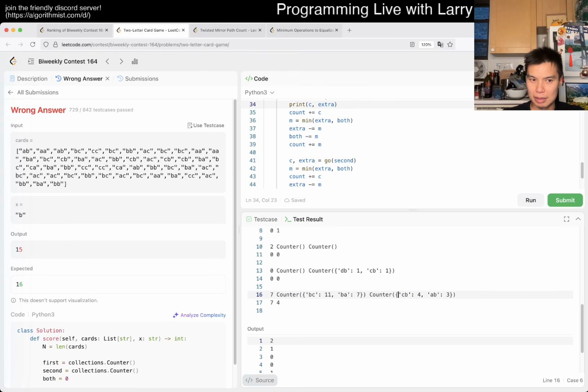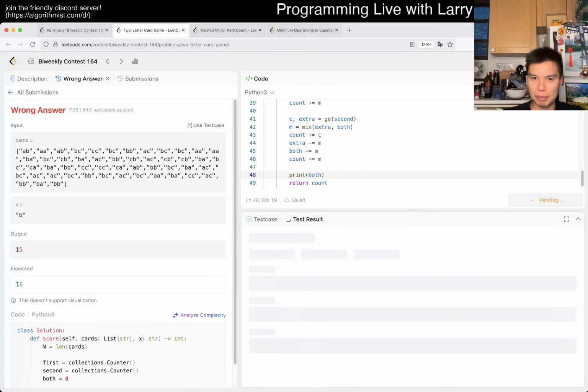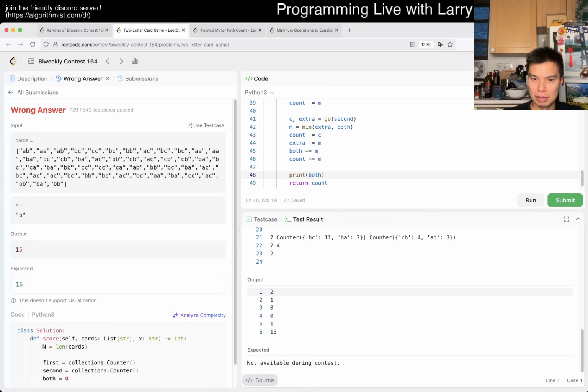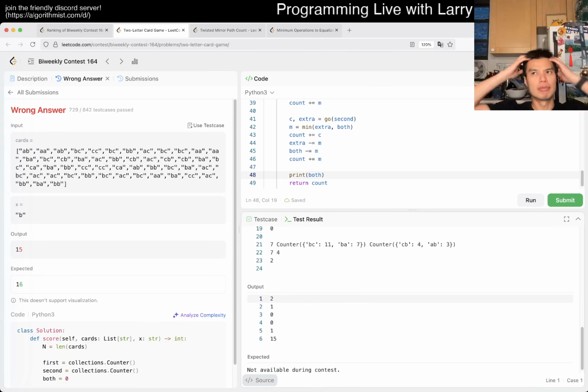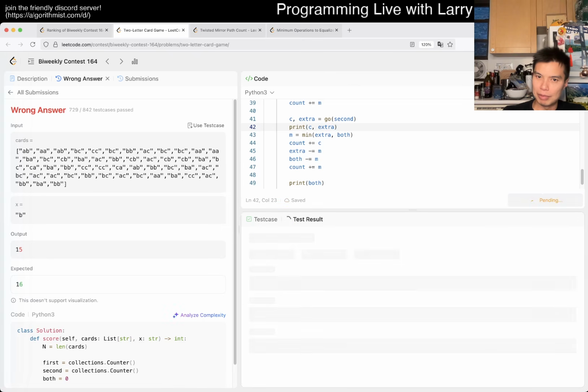10 plus, what would I have at the end? Do I have an extra both? Is that why? How would I have extra both? Oh, I see. No, my greedy is wrong. Let me print this anyway, just to make sure. No, because we have too much extra.